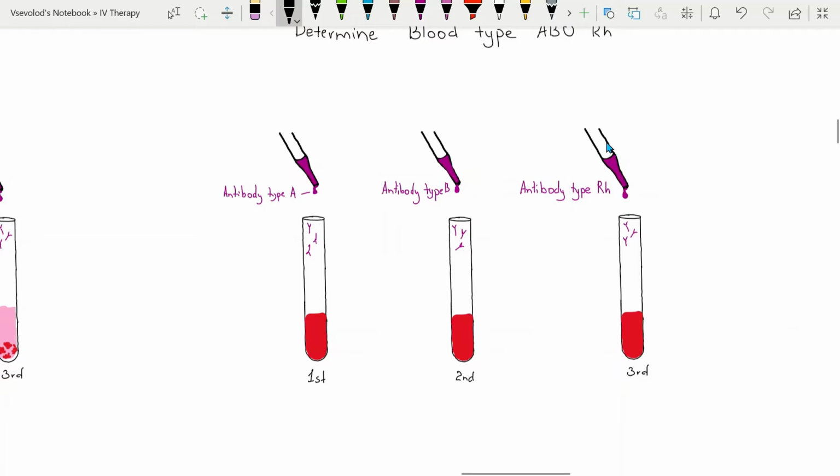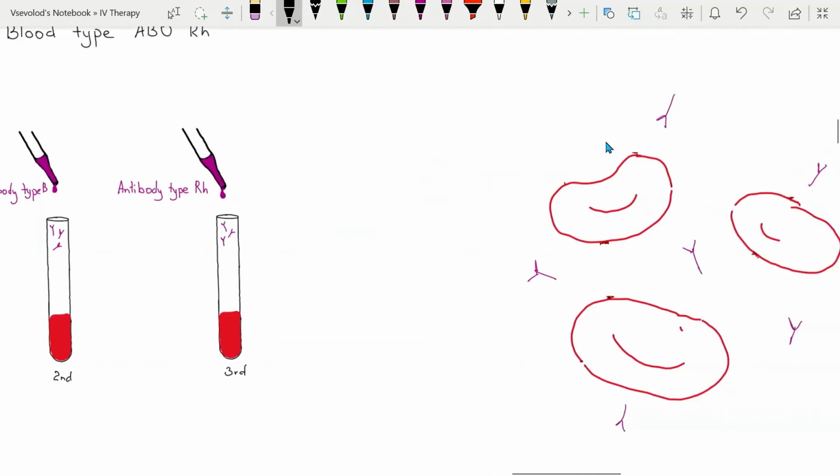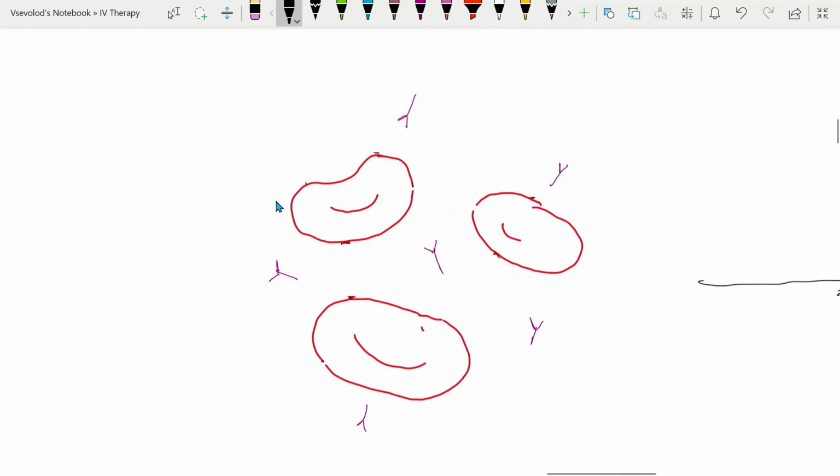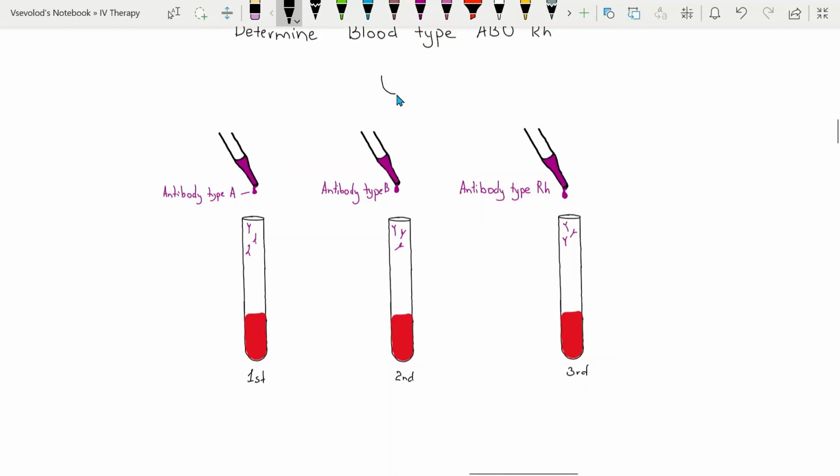Well, let's take a look at the red blood cells themselves. These particular red blood cells do not have any antigens present on their surface. So antibodies don't have anything to bind to. There is no agglutination in any of the test tubes. This is an example of O negative blood type, which happens to be my blood type.